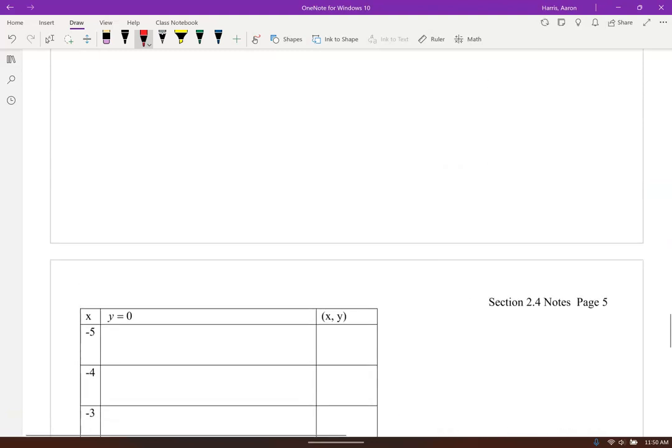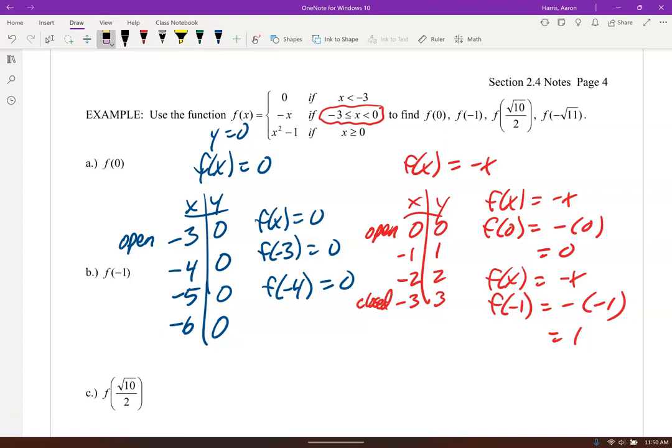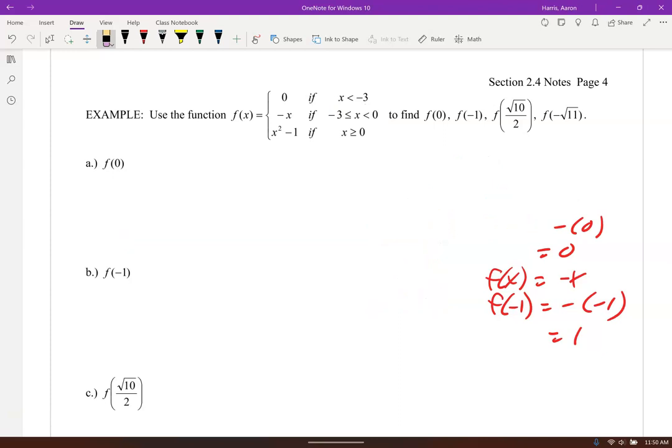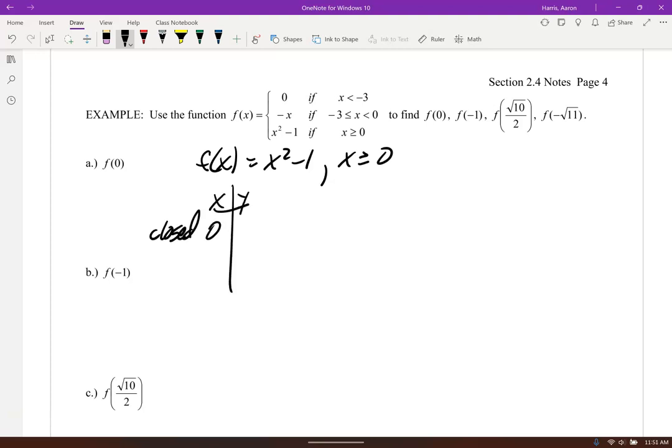Okay, let's do the third one. The last one, let me do this in black. Erase this real quick. Let's still some room. So f of x equals x squared minus 1 when x is greater than or equal to 0. So I'm going to be closed. I'm going to be including the 0, but then I'm picking greater than or equal to as many as I want. F of x equals x squared minus 1.